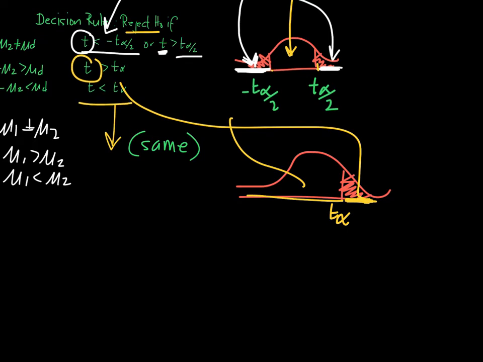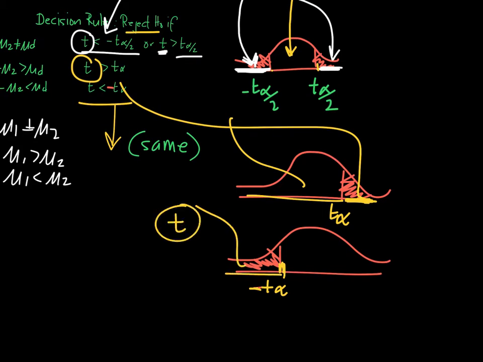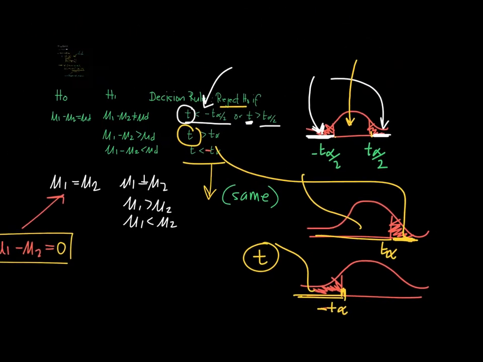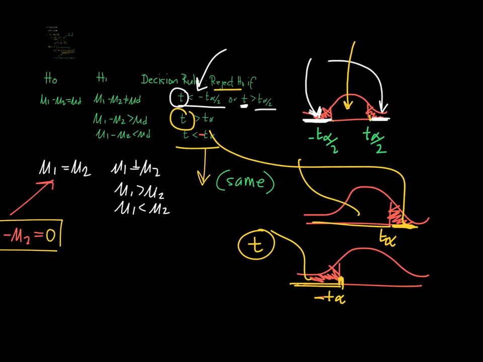For t less than t of alpha, it's the same idea, but this time the region is on the left. Then you have this critical number, your t of alpha, which is technically positive or negative. So just to avoid confusion, this is negative t alpha. If the calculated t falls in this region, then we say we reject.